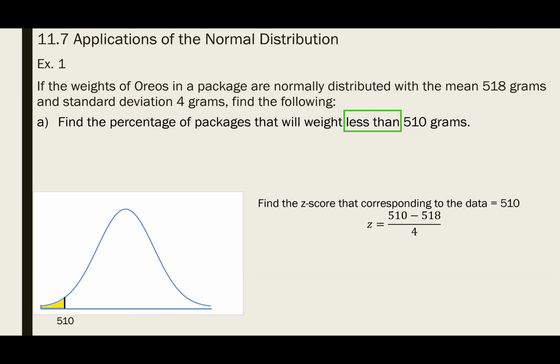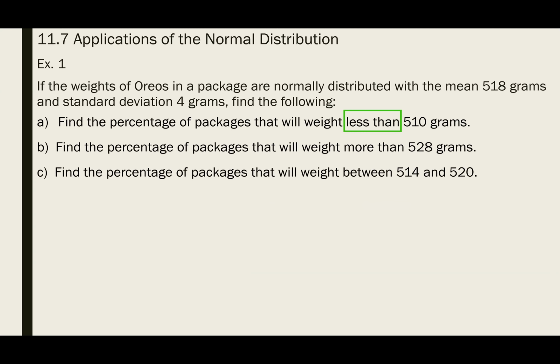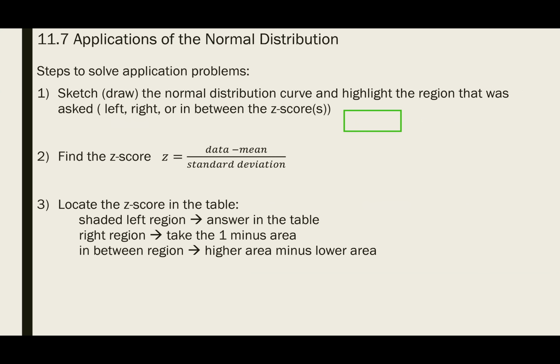So to convert this, if you remember previously, let's go back. This is how you convert the z-score: the data minus the mean divided by the standard deviation. That's your formula for the z-score, ladies and gentlemen. The data minus the mean divided by the standard deviation. So how do we convert?